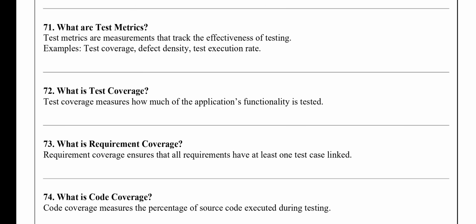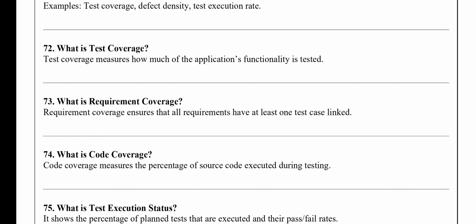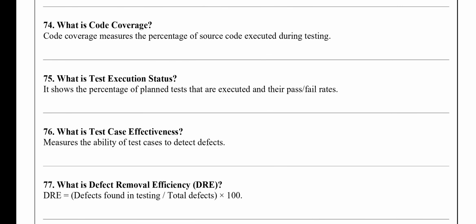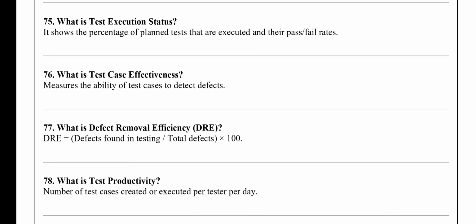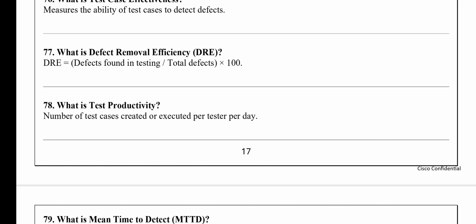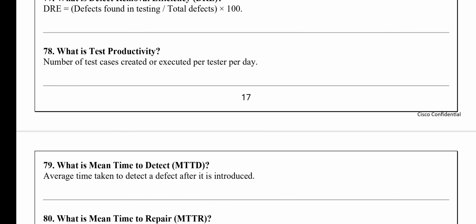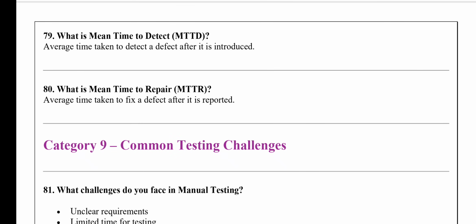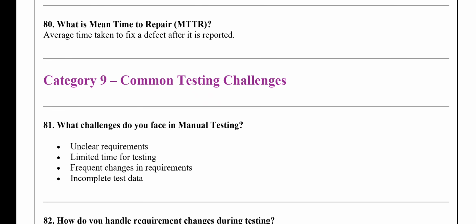And in category 8, we have discussed test metrics and measurement. What are test metrics? What is test coverage? What is requirement coverage? What is code coverage? What is test execution status? What is test case effectiveness? What is defect removal efficiency? What is test productivity? What is mean time to defect? And what is mean time to repair?